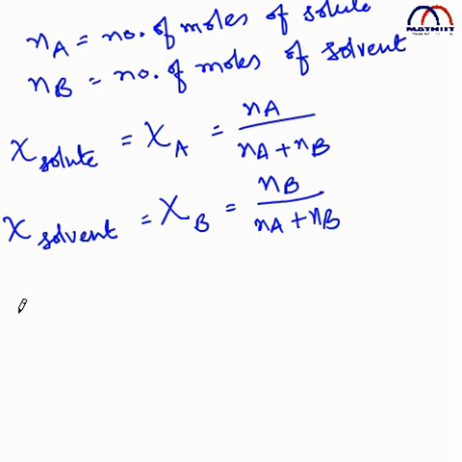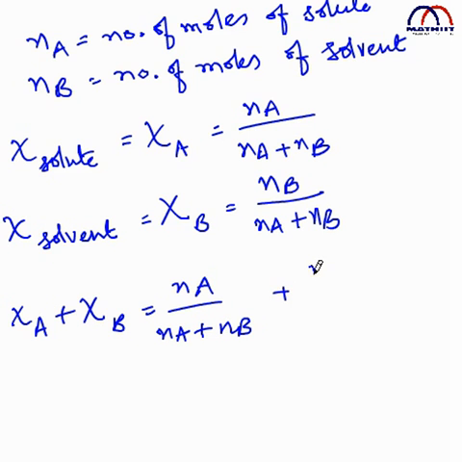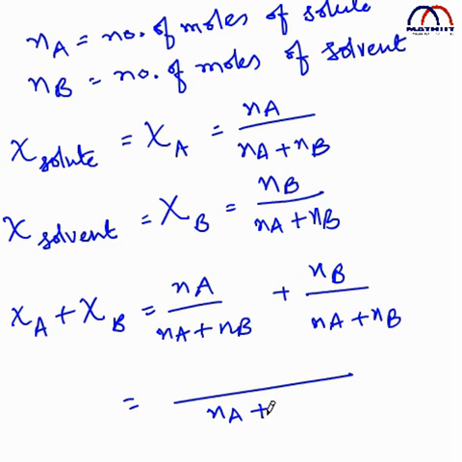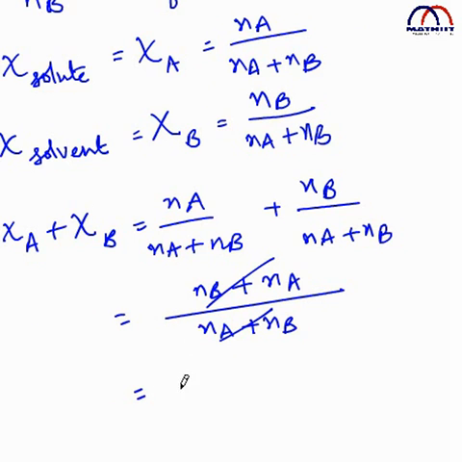Suppose you take the sum of the mole fractions in that solution, chi A plus chi B. What will we get? Na by Na plus Nb, and the mole fraction of B is Nb by Na plus Nb. Now taking the LCM, the denominators are Na plus Nb, and the numerator is Nb plus Na, and both cancel. Here what we get is 1.